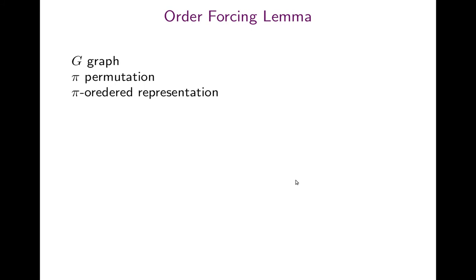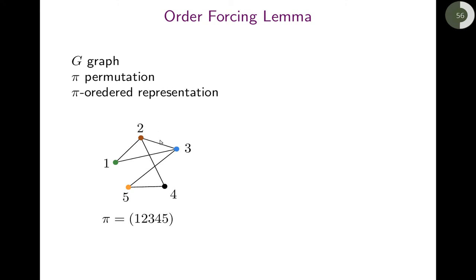Okay, so we have given a graph, a permutation, and I want to tell you what is a pi-ordered representation of it. So this is my graph, and I have a permutation 1, 2, 3, 4, 5. It's just a simple permutation, and a pi-ordered representation, for instance, by grounded segments, is that all the segments are ordered in that order. So my permutation is 1, 2, 3, 4, 5. So they went along the grounded line. They're in the order 1, 2, 3, 4, 5. And then this is a pi-ordered representation of this graph.